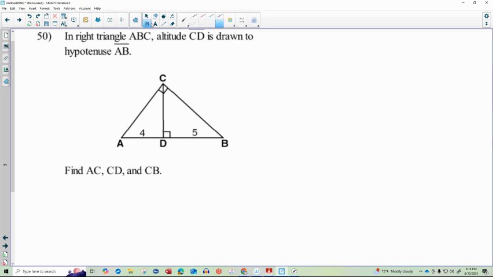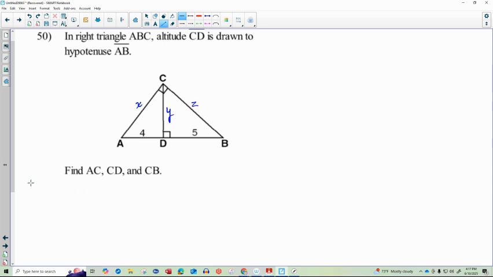So here I'm going to do something a little different. I'm going to use variables x, y, and z to represent what they're asking for. They're looking for this leg, which is AC, looking for this height, which I'm going to call y, and they want this other leg, which I'm going to call z. AC is x, CD is y, and CB is z.